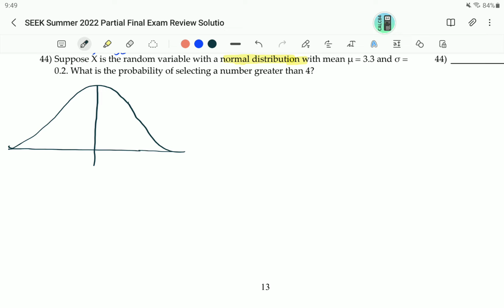We're going to do a rough sketch of the curve. So put the mean in the middle, which is 3.3. And we want to find selecting a number that is greater than 4. We can put 4 over here. And because it's greater than 4, that means we're going to shade that to the right. So this shading is to the right.